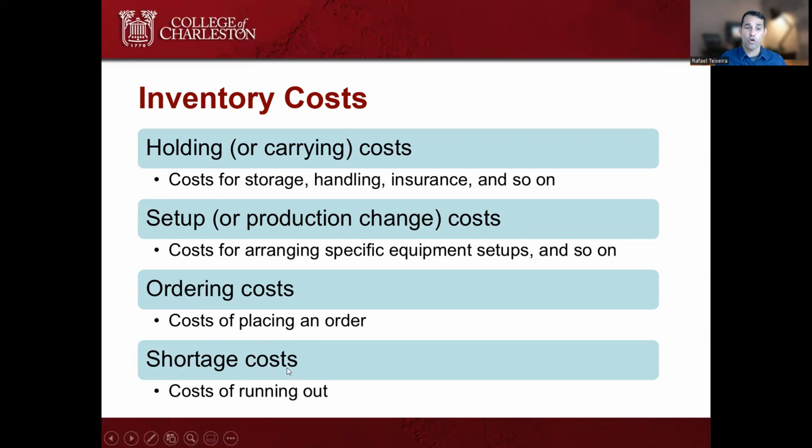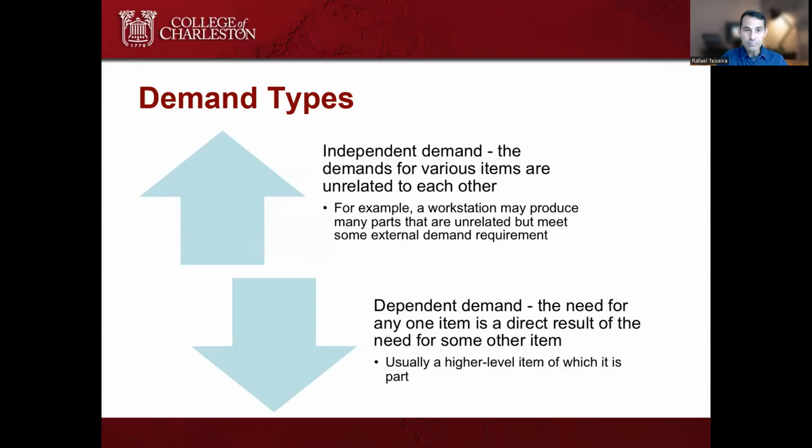And then there are shortage costs of running out. So if we run out of raw material, we are incurring the cost of having people ready to work on the parts in the manufacturing plant. Or if we have a store and we don't have products for sale, we are losing sales. So how much are we losing by not having the product? So there are different shortage costs by not having raw material or finished products.